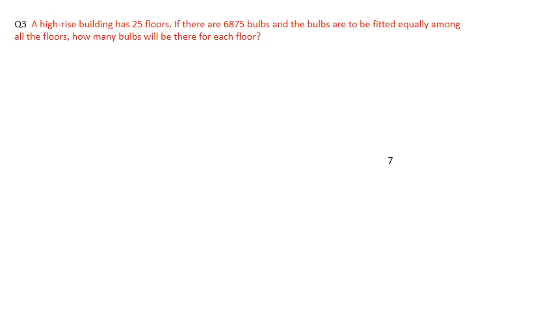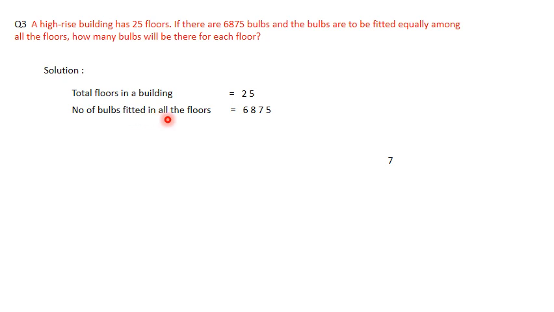So let's write down the solution. What is given here? That only we are going to write down. Total floors in a building. How many floors are there? 25 floors. Number of bulbs fitted in all the floors. Total bulbs fitted in all the floors is given: 6,875. A condition is given here. What's the condition here? That it should be fitted equally. So we are going to write down number of bulbs fitted in each floor. So each floor is there. So we are dividing. So let's do the calculation.